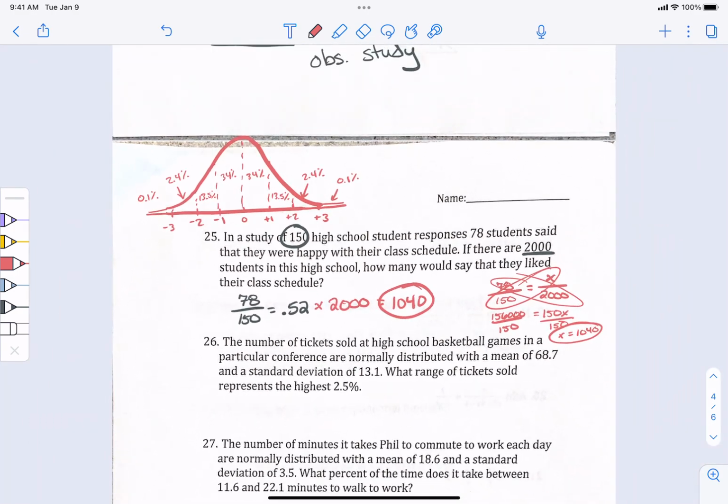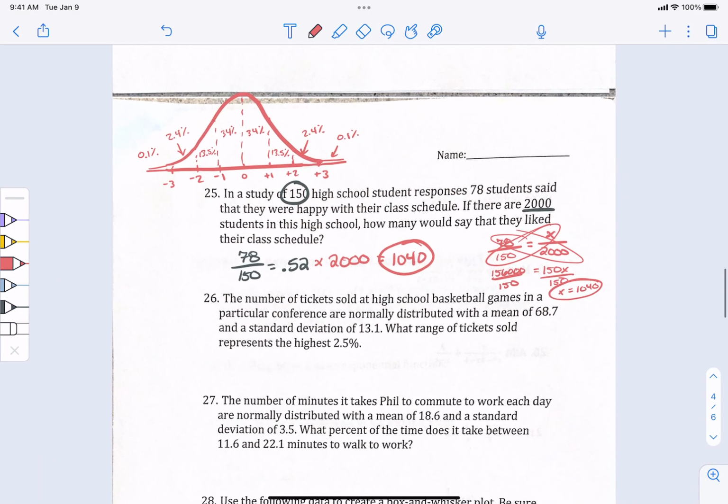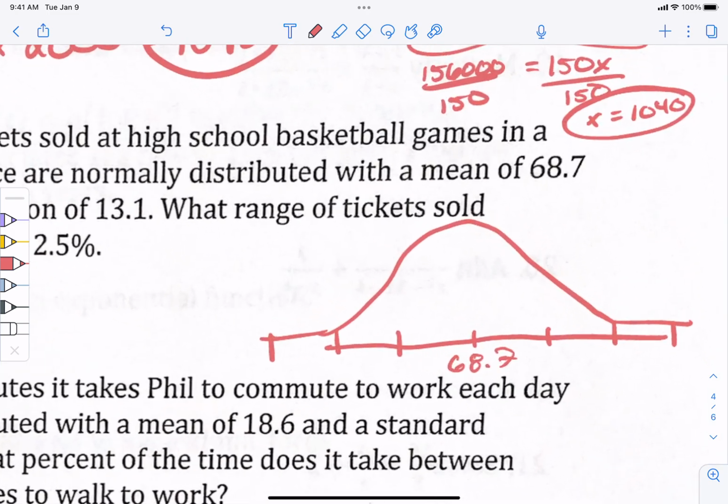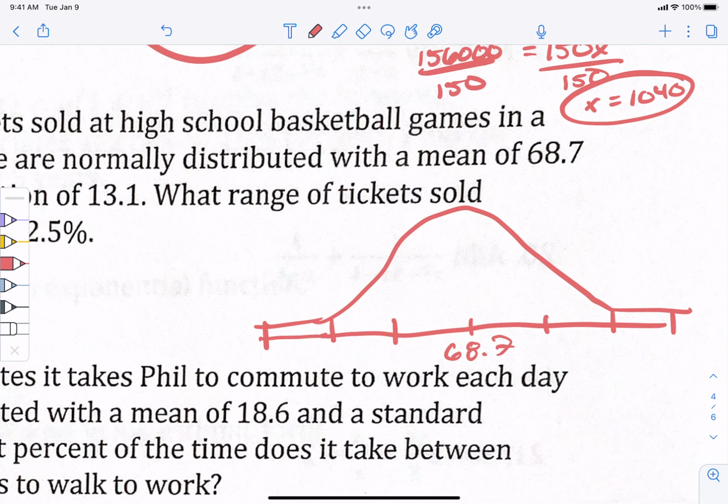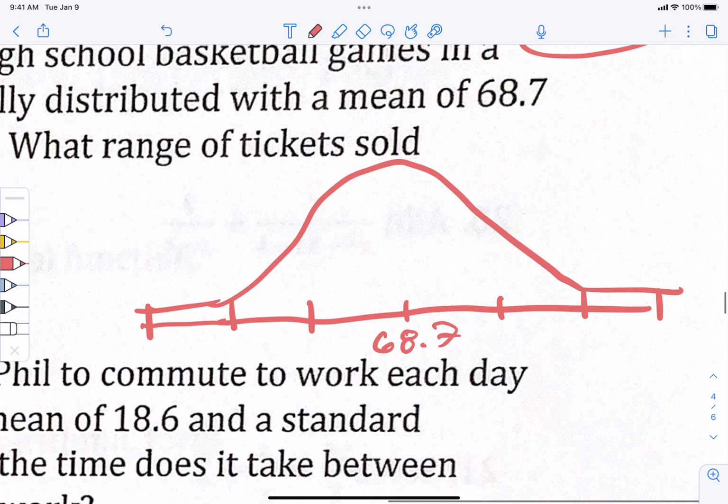Okay, number 26. The number of tickets sold at a high school basketball game in a particular conference are normally distributed with a mean of 68.7. That means it goes there in the middle. 68.7 with a standard deviation of 13.1. Okay, so I'm going to add and subtract 13.1 each time, and I get the numbers here.